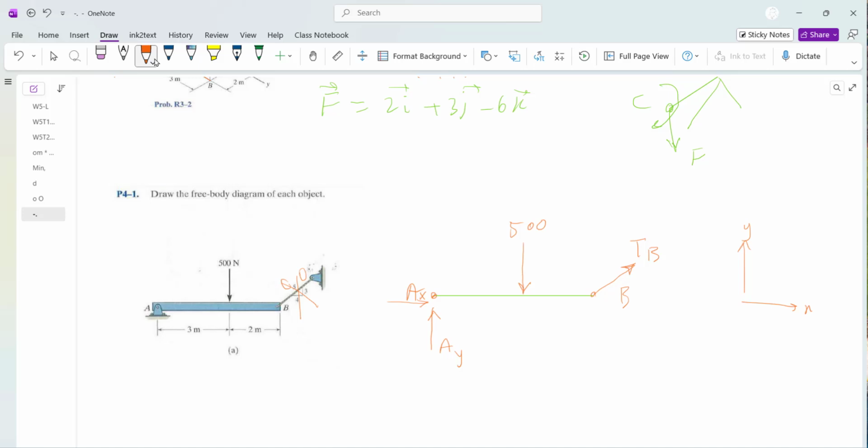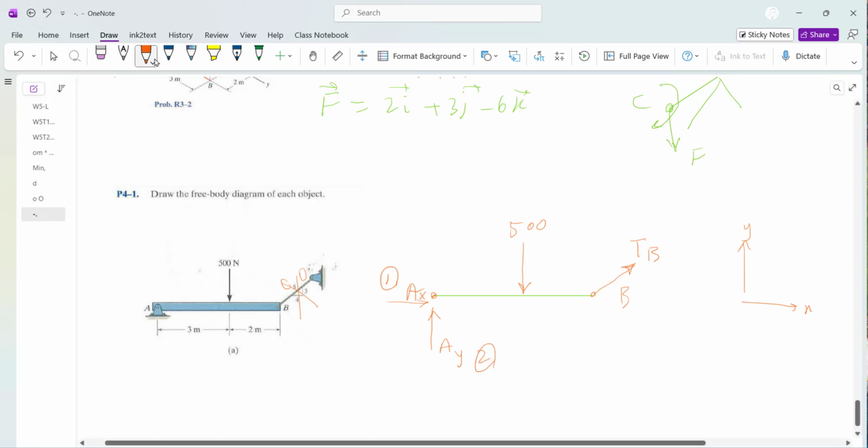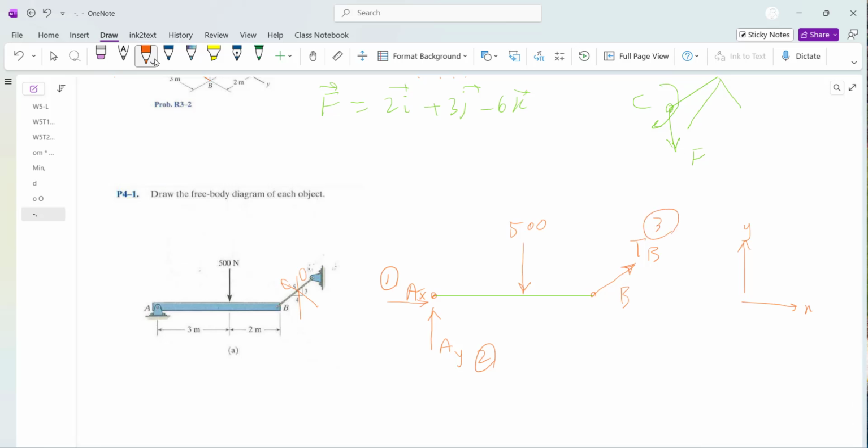Later on, we look into how this free body diagram can be solved. But just to give you an introduction, when there is a two-dimensional free body diagram, you have to count the number of unknowns. So here one unknown is AX, second is AY, and the third one is TB. The input is 500. That is distributed between all these reaction points.